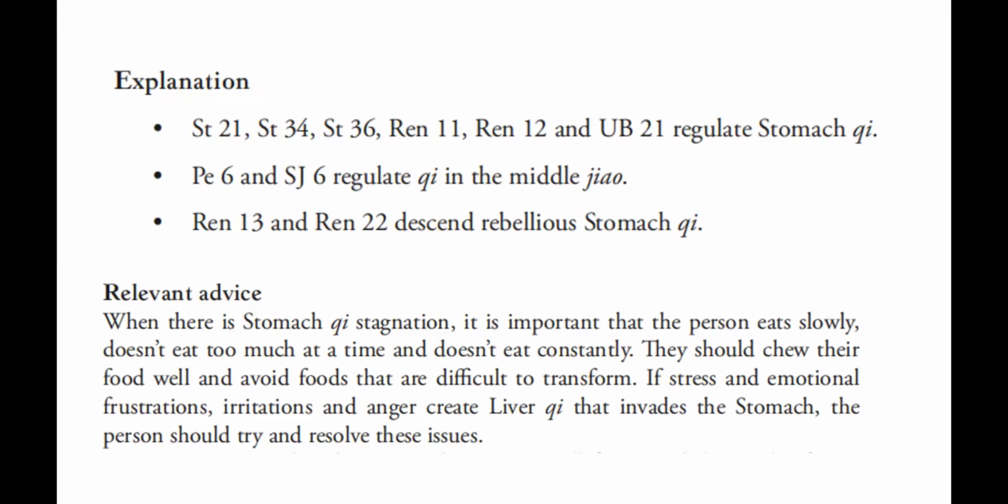When there is stomach chi stagnation, it is important that the person eats slowly, doesn't eat too much at a time, and doesn't eat constantly. They should chew their food well and avoid foods that are difficult to transform. If stress, emotional frustrations, irritation, and anger create liver qi that invades the stomach, the person should try and resolve these issues.